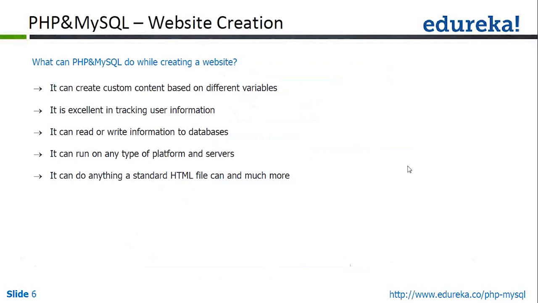In PHP, we have different types of variables. We can make use of those variables to maintain user information in the form of cookies and sessions, which in turn track user information, read and write information from the database through the database connectivity classes, and run on any type of platform or server.